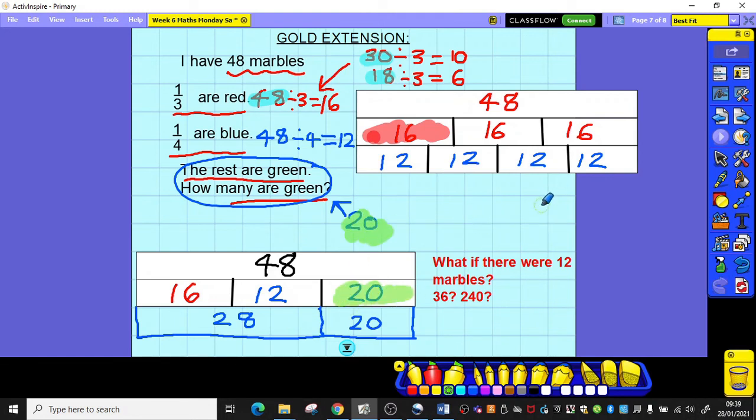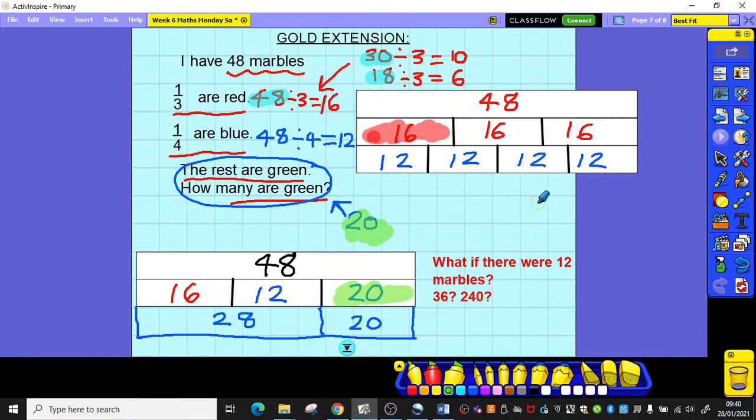Now, if you're doing the extension, I'm also then going to challenge you by saying, okay, what about if there were 12 marbles? Replace this number 48 with 12. I think you start with a number 24 to be fair, but then replace it with the number 12 and still complete: what if a third was red, if 1/4 was blue, how many were green? You could replace this number with 36. You could even replace it with 240. Okay.